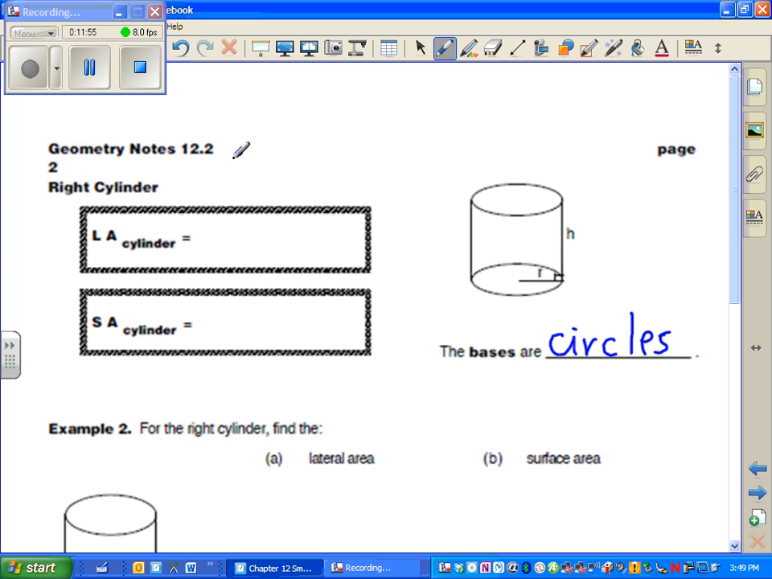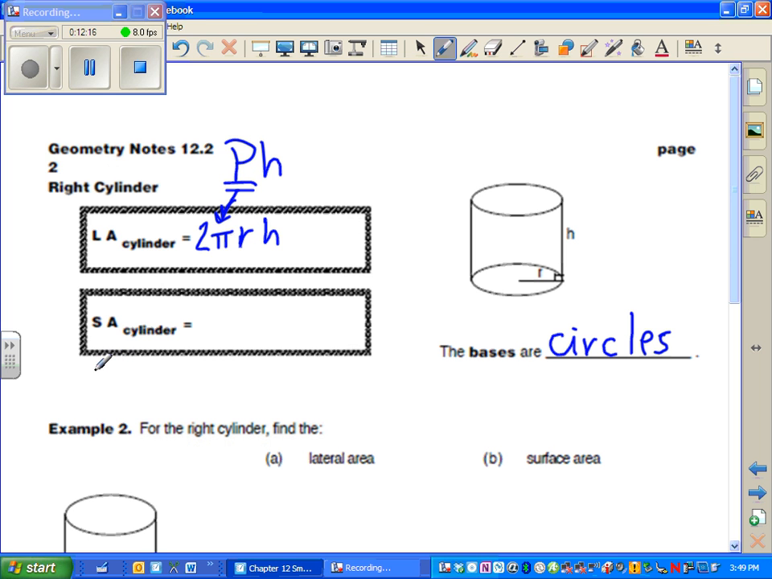So the lateral area of a prism was perimeter times height. Well, what is a perimeter called of a circle? Good, it's the circumference. And how do I find the circumference of a circle? 2 pi r. And then I have the h right there, so that has not changed.